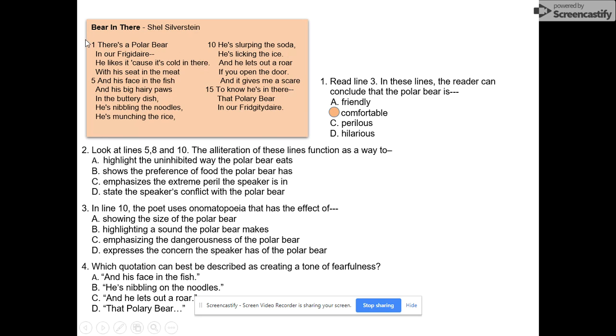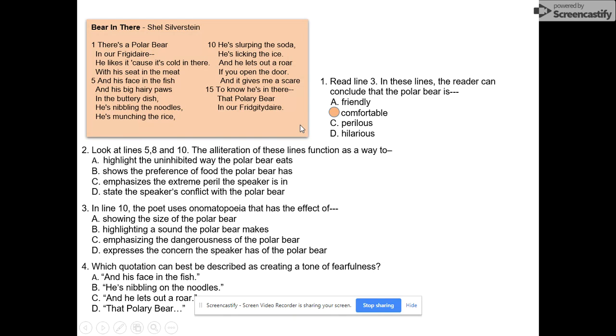All right, number 2 is saying to look at lines 5, 8, and 10, and to look for the alliteration in these lines. So line 5 says, and his face in the fish. Well, what's my example of alliteration there? It should be face and fish. Jumping down to line 8, he's nibbling the noodles. What's my alliteration? Nibbling noodles. And now jumping over to 10, he's slurping the soda. What's my alliteration? Slurping soda.